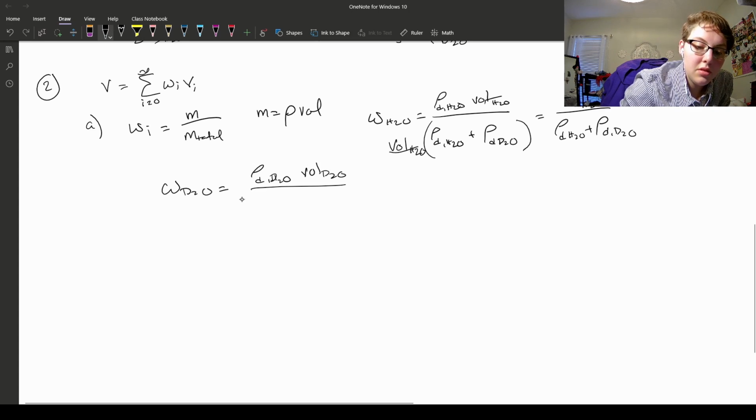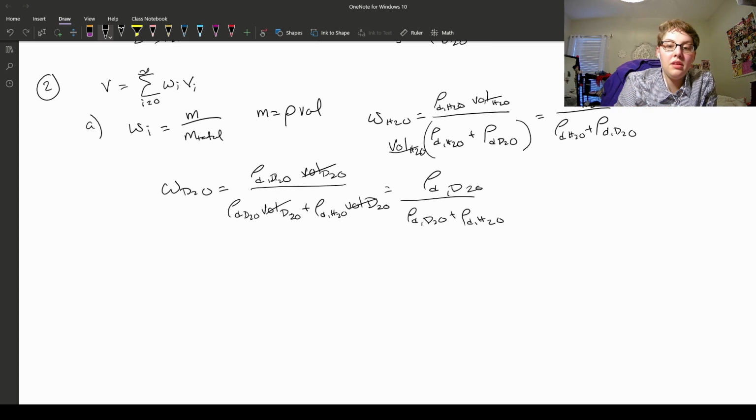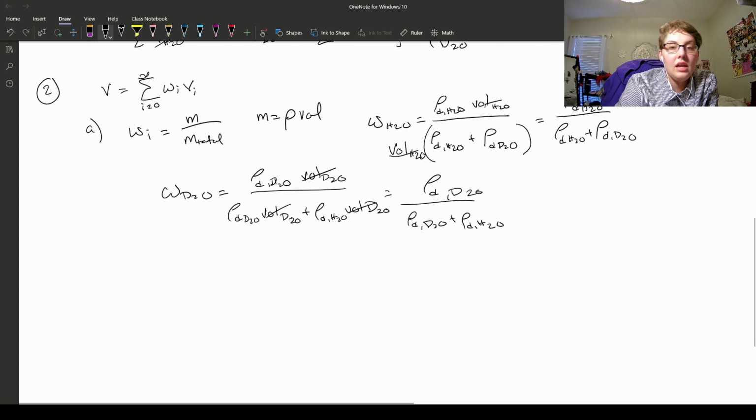Volume of D2O over the density of D2O times the volume of D2O plus the density of H2O times the volume of D2O or H2O. Once again, we'll pull those out and get rid of them and leave us with this equation, the density of D2O over the sum of the two densities. And right away then we have our mass fractions, and so let's go ahead and find the velocity of each component.